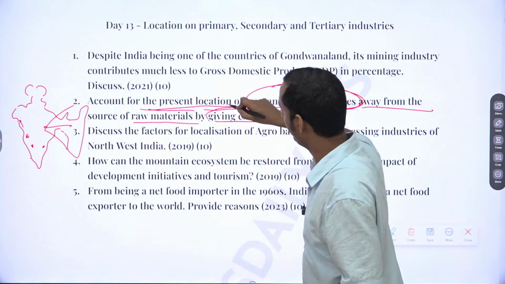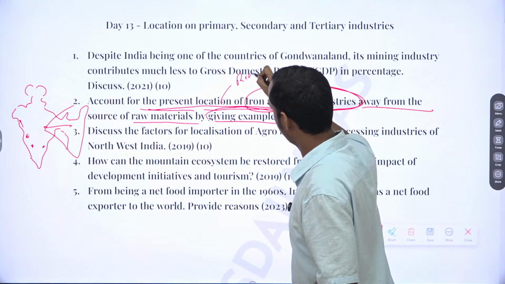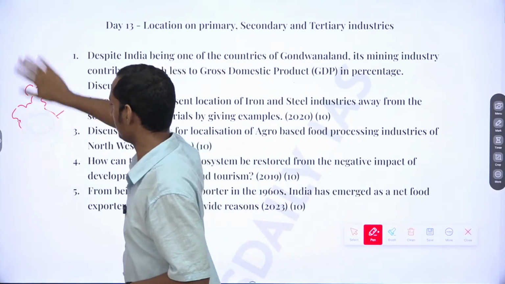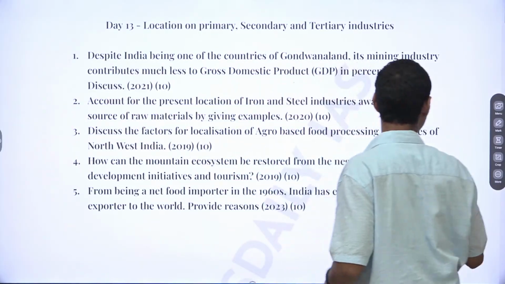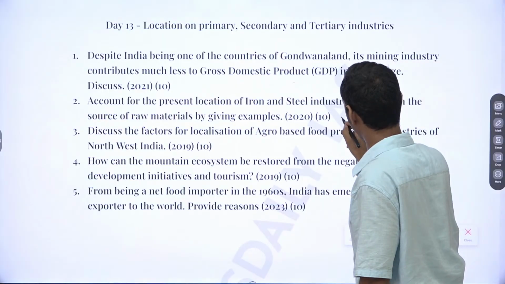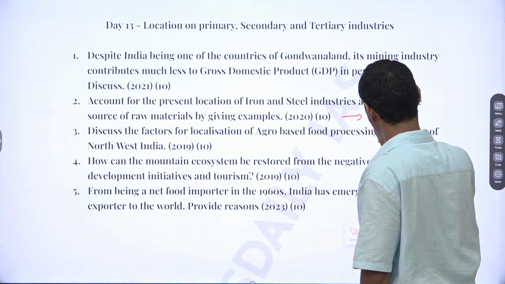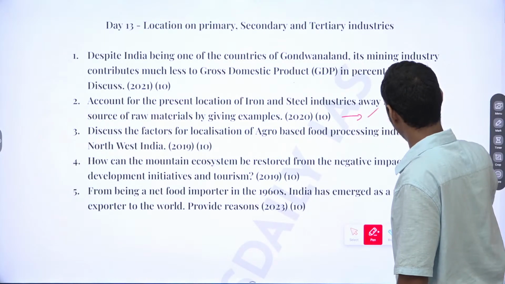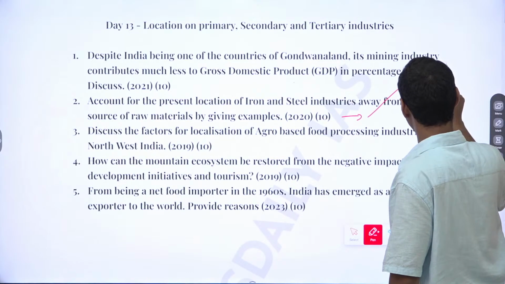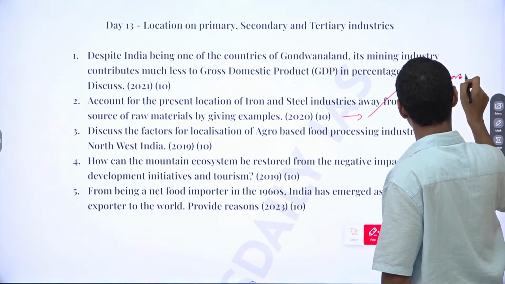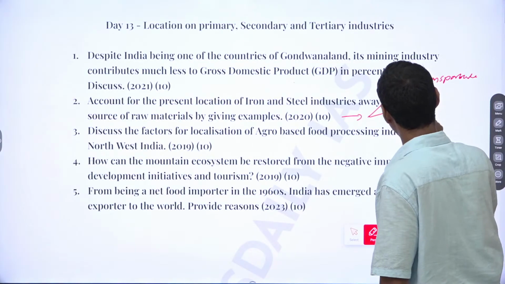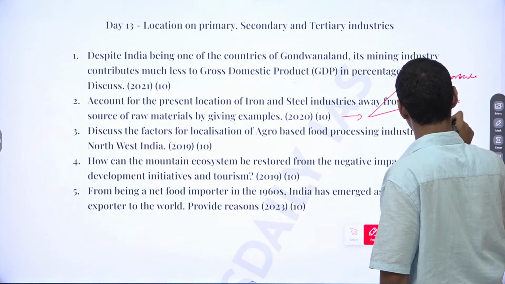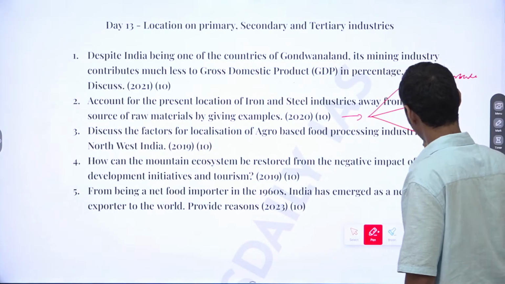After that, you mention the reasons. You mention the reasons why there is a shift, or why industries need not be close to the raw materials. You can mention transportation facilities. You can mention ease of regulations. You can mention easy availability of labor.